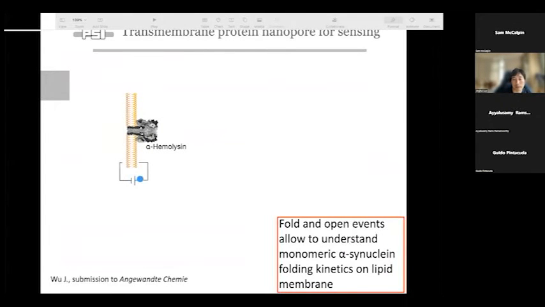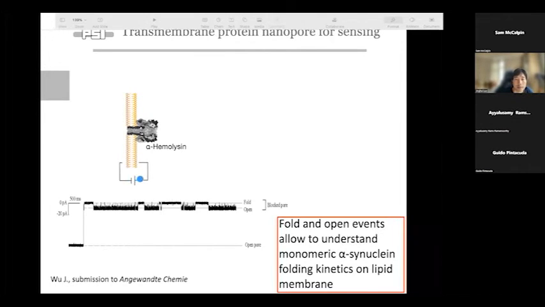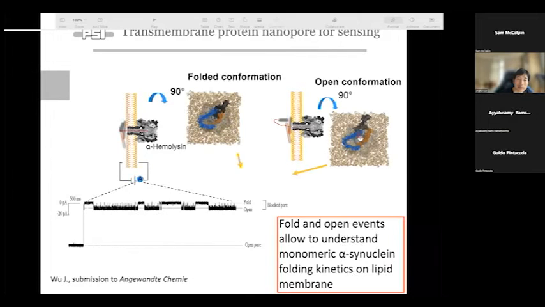Yeah, so we use alpha-hemolysin as a model and apply voltage here. We can detect the current if there's only one pore, and you can see the open pore here. If we add alpha-synuclein protein here, we see two different level signals. To check this better, we can assign the two different levels to the two different conformations.